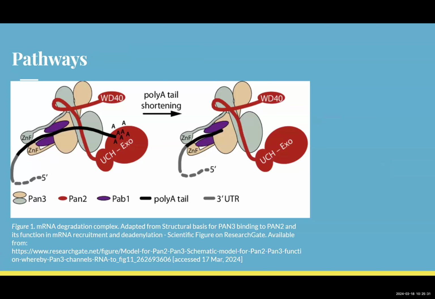Here's a little schematic of the complex. As you can see here, there's a dimer of PAN3 attached to a poly A binding protein, and PAN2 over here in red, shortening the poly A tail. And it's important to note, actually, that without PAN3, you don't see catalytic activity of PAN2 in vitro or in vivo.